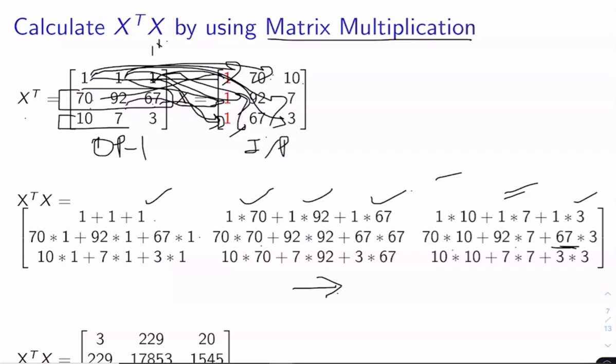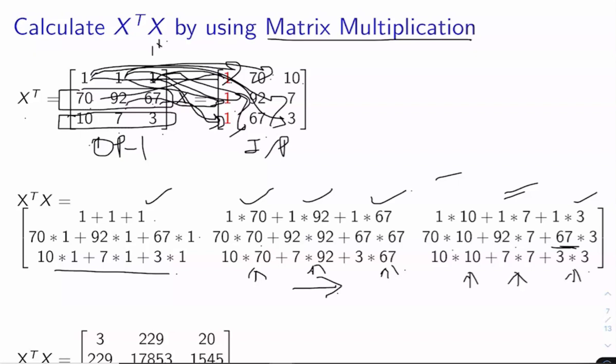In order to calculate the third row, take the third row and again perform the operation from the previous step: 10 multiplied by the first one, 7 multiplied by the second one, and 3 multiplied by the third one. Now in order to calculate the second entry in the third column, 10 multiplied by 70, 7 multiplied by 92, and 3 multiplied by 67. In order to calculate the third entry in the third column, you need to do 10 multiplied by 10, 7 multiplied by 7, and 3 multiplied by 3.